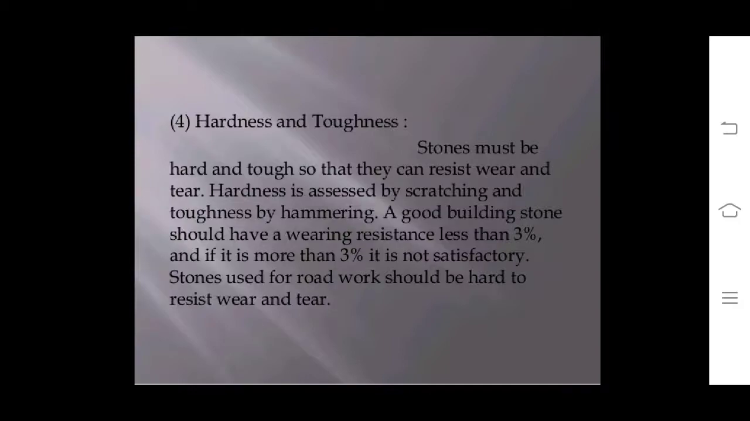The next important property is hardness and toughness. Stone must be hard and tough so that they can resist wear and tear. Hardness is assessed by scratching and toughness by hammering. A good building stone should have a wearing resistance less than 3%, and if it is more than 3%, it is not satisfactory. Stone used for roadwork should be hard to resist wear and tear also.